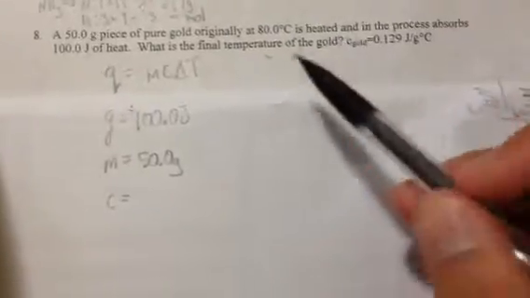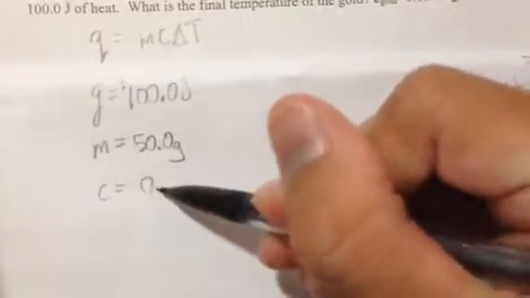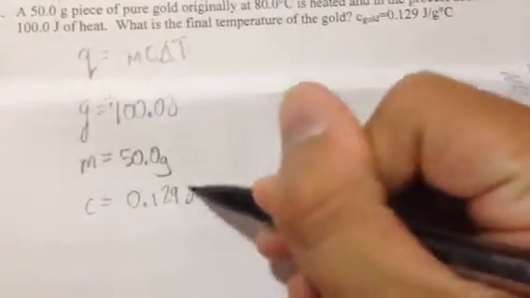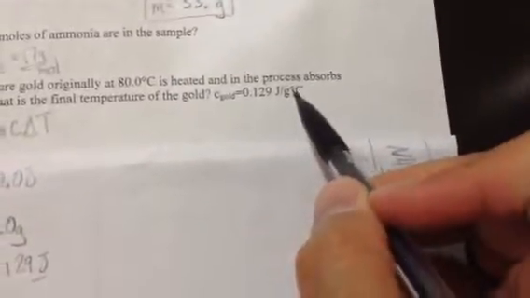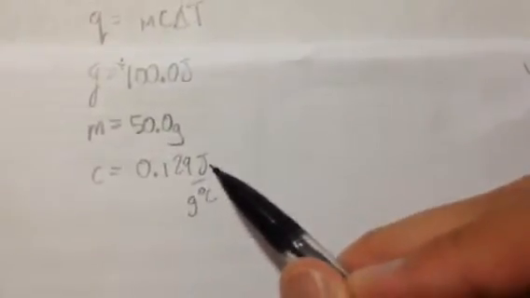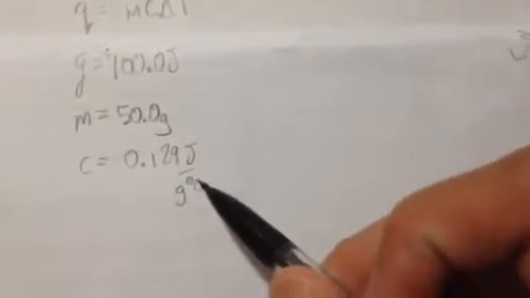How about a specific heat? Do we have a specific heat, a characteristic of gold, on here? We have the C of gold. Look at that. The specific heat of gold, not literally like a C, but it's going to be 0.129 joules over gram degree C. Again, as a review, it takes approximately 0.129 joules of energy to increase 1 gram of gold by 1 degree Celsius.